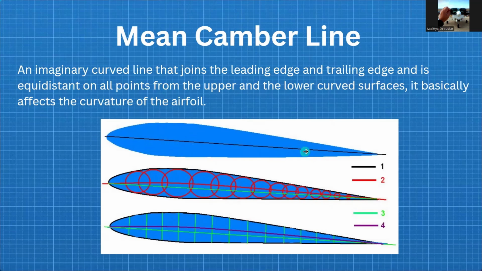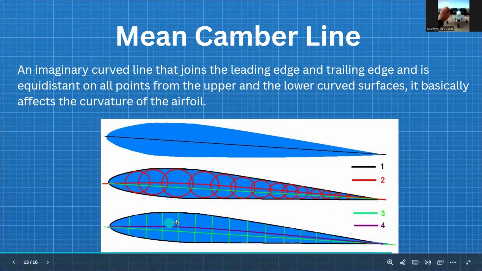So in an airfoil, we have to draw a line that joins this leading edge and this trailing edge. And the distance at all the points from the upper surface and the lower surface would be equal. So as you can see here, this purple line is equidistant from this point, this point, this point, and so on. This distance is equal to this distance, and so on at all the points.